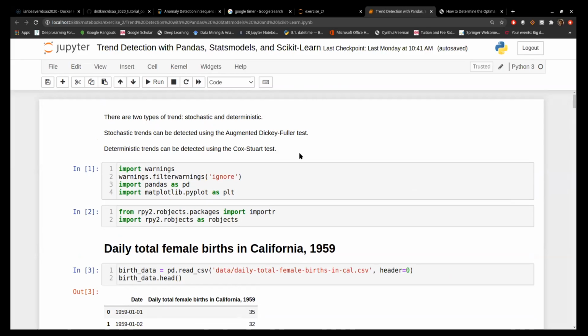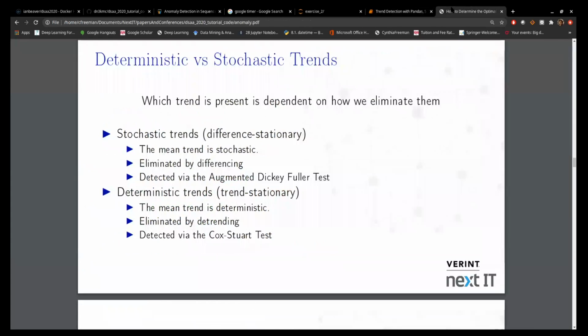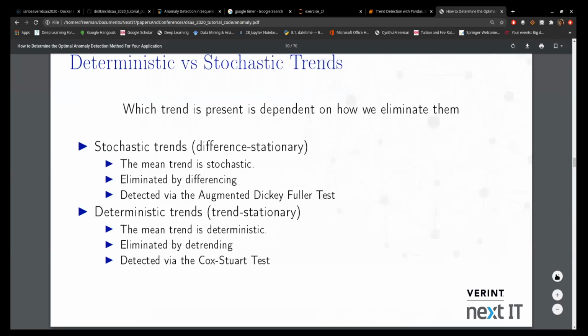And I want to emphasize one more time, you don't have to use the ADF and the CS tests, the augmented Dickey-Fuller and Cox-Stewart. There are other ones like the KPSS test, and they're worth checking out. But I chose these tests because they're very simple and got the point across. So let's go back here.